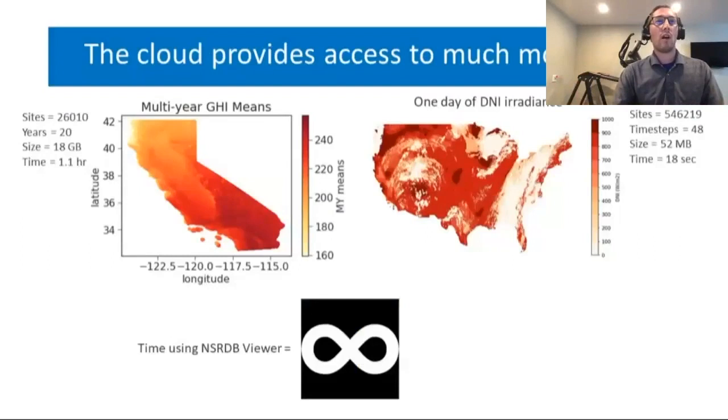So we are already seeing significant improvements in just the amount of data that you can access, the sort of analysis you can do. We're really allowing access to the entirety of the data set, which was funded by DOE and therefore by the public and really should be back in the public sphere.